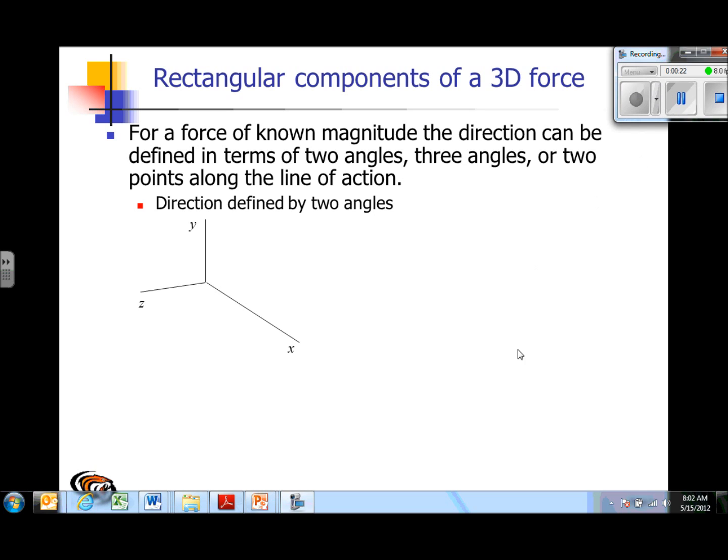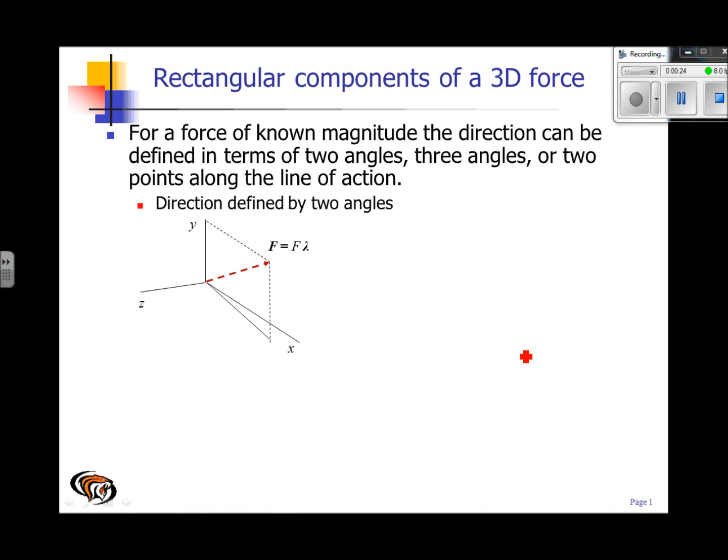First case we're going to look at is a case where the direction is defined by two angles. Here, the force is given in space by the magnitude and this unit vector lambda, the line of action of which is going to be defined with an angle theta y with respect to the y-axis, and a second angle that's rather peculiar. It is given for a line projected onto the xz plane. That line is the projection of the line of action of the force onto that plane.